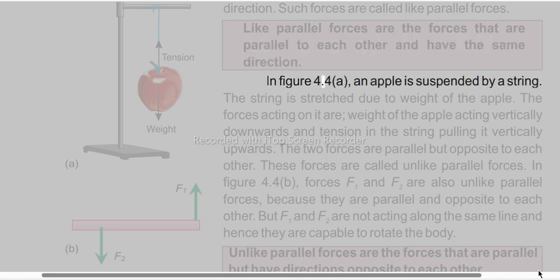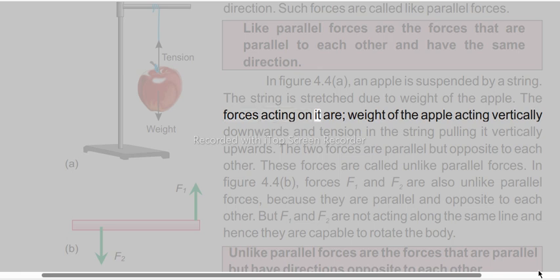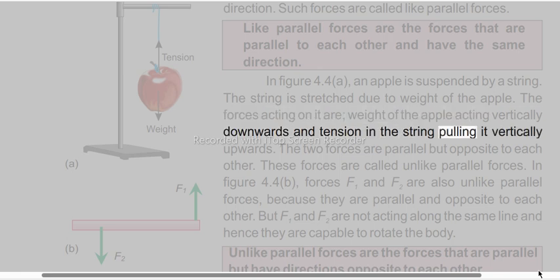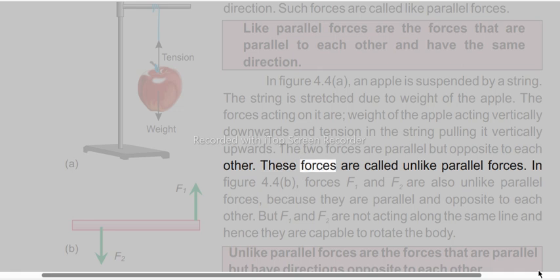In figure 4.4a, an apple is suspended by a string. The string is stretched due to weight of the apple. The forces acting on it are, weight of the apple acting vertically downwards and tension in the string pulling it vertically upwards. The two forces are parallel but opposite to each other. These forces are called unlike parallel forces.